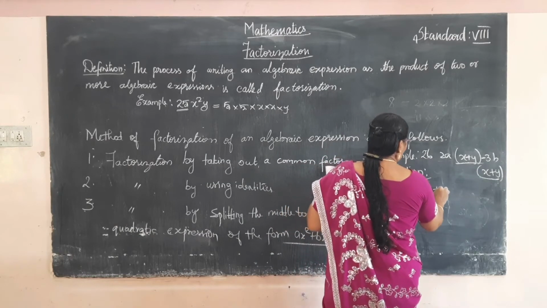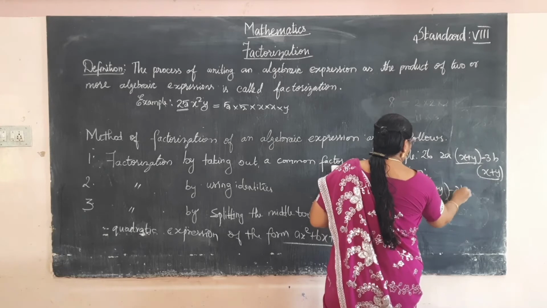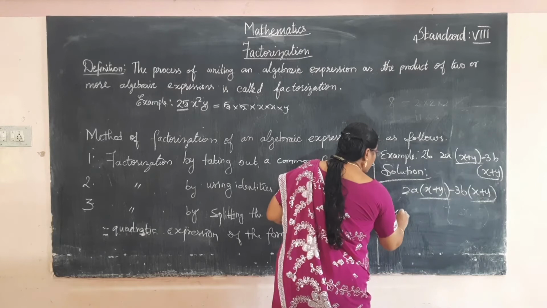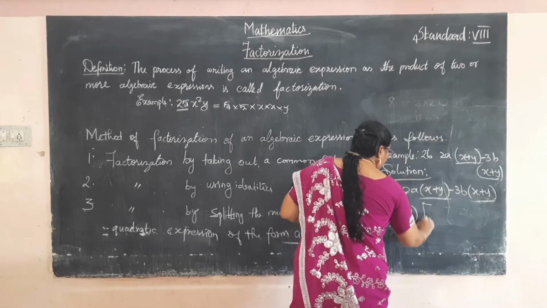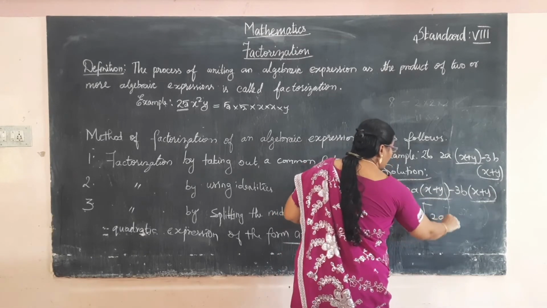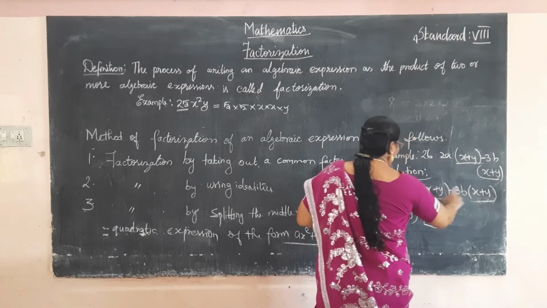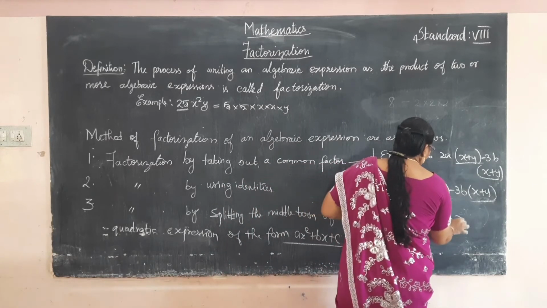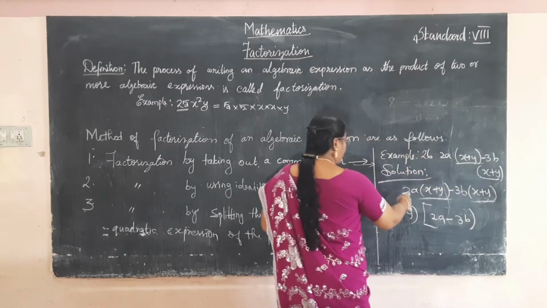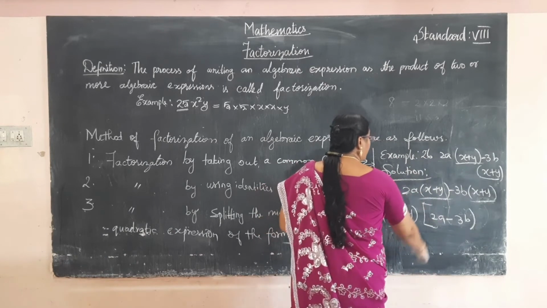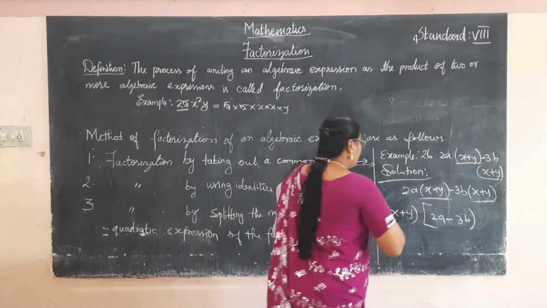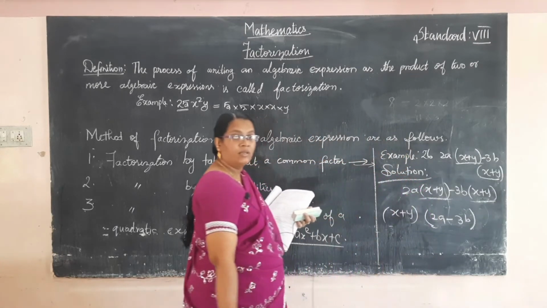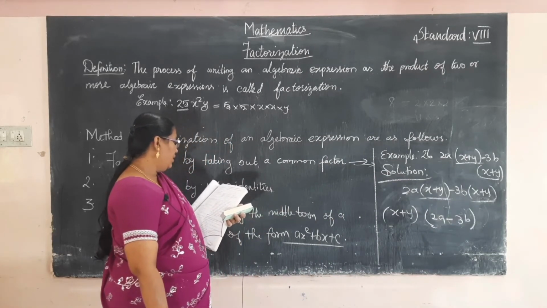2a(x plus y) minus 3b(x plus y). Take (x plus y) outside. What remains? 2a. Here minus, and what remains is 3b. Thus the factors for this problem are (x plus y) into (2a minus 3b). That's the answer. These are the factors of the given problem.